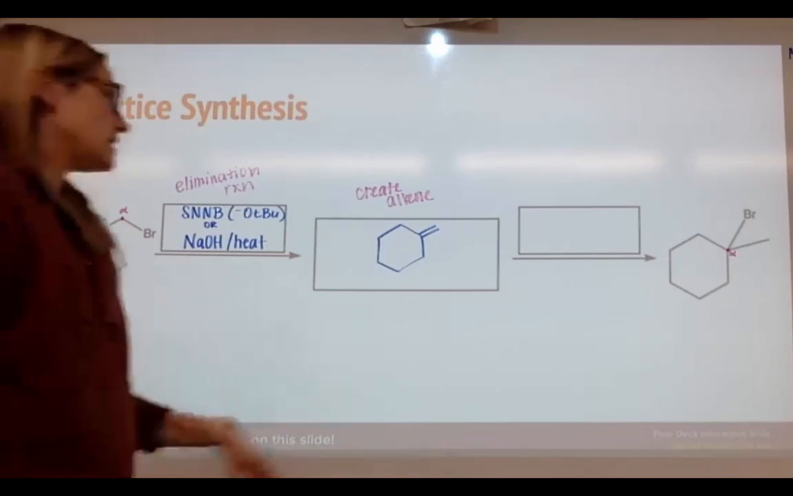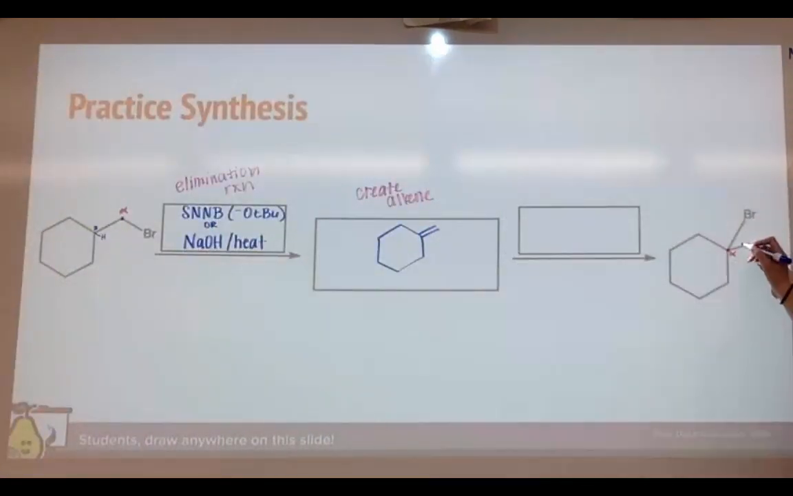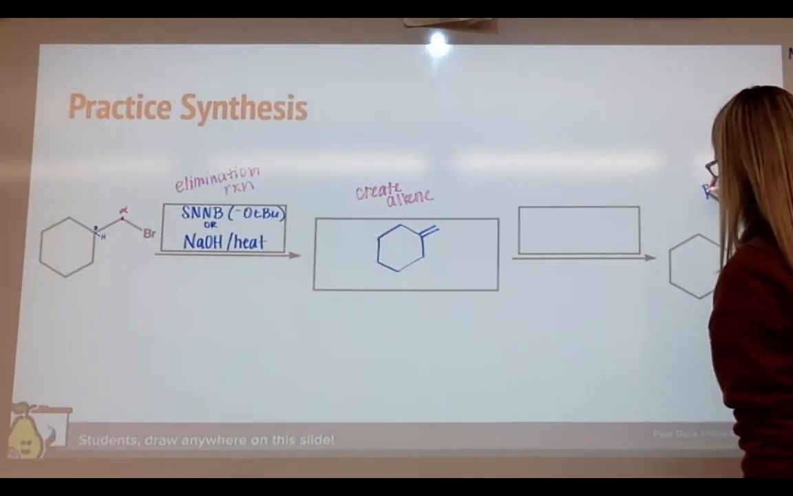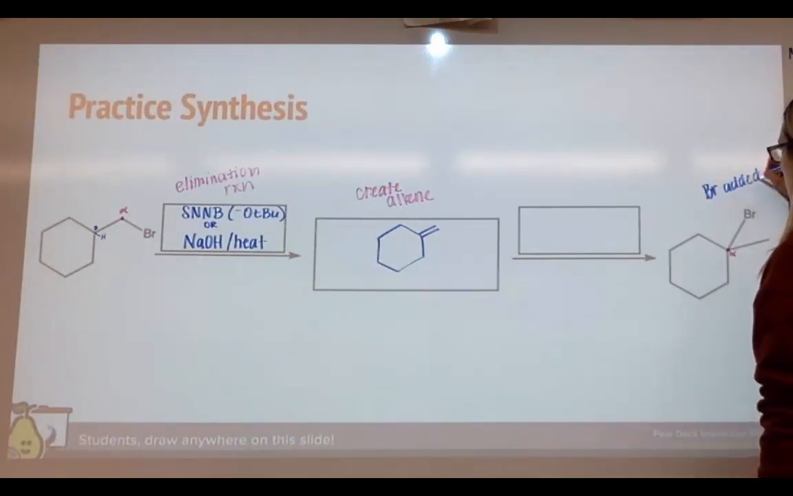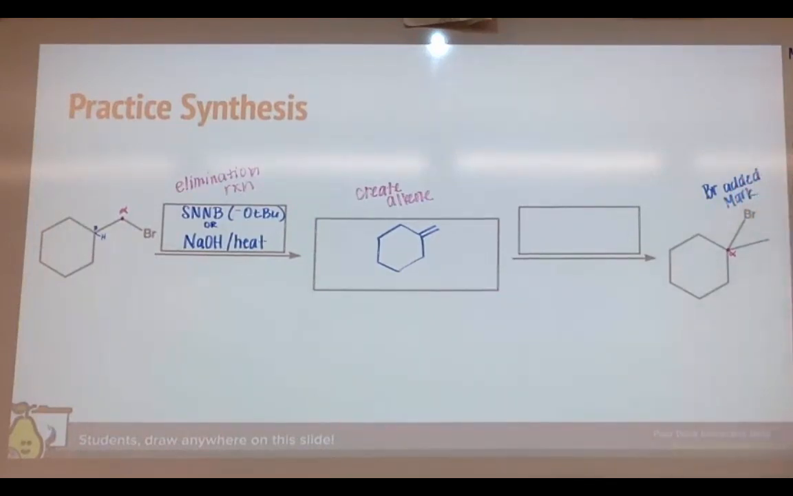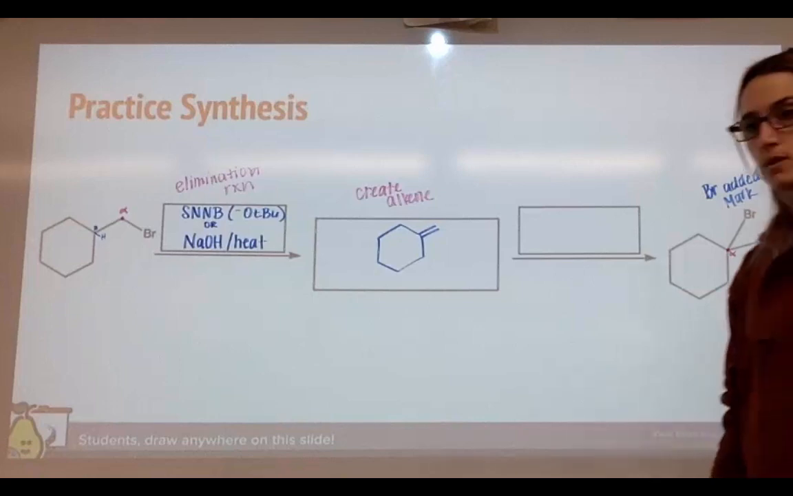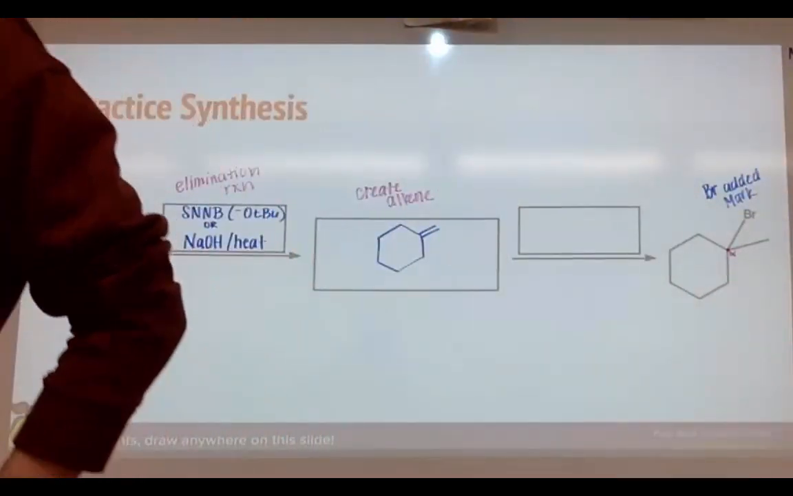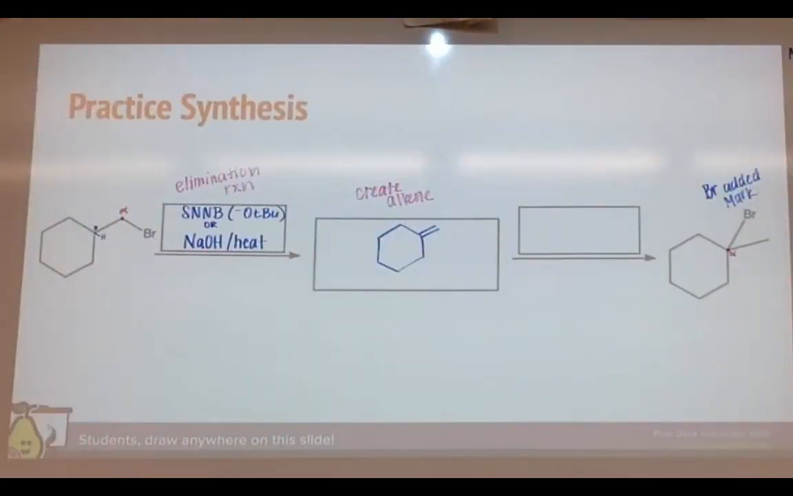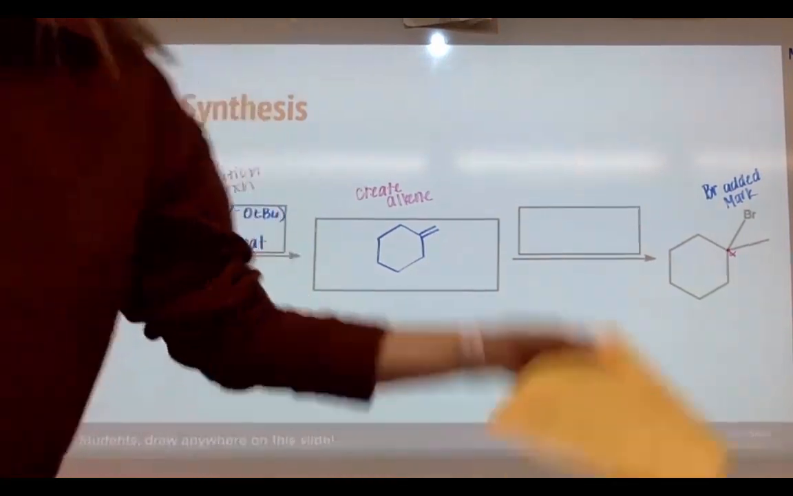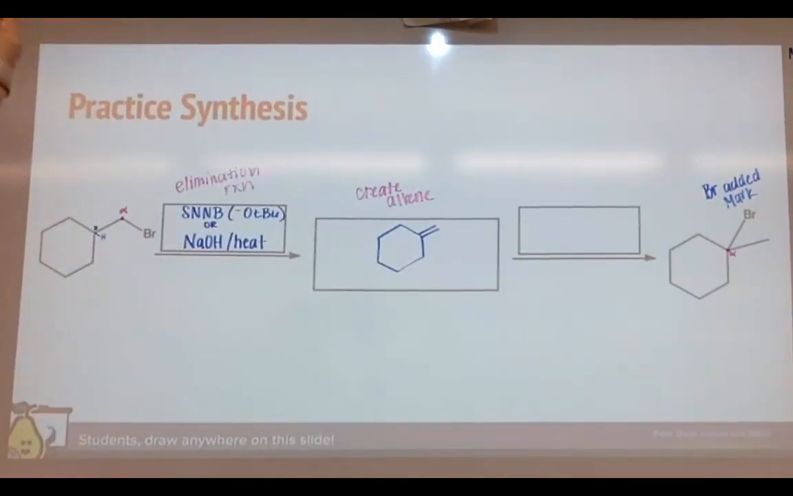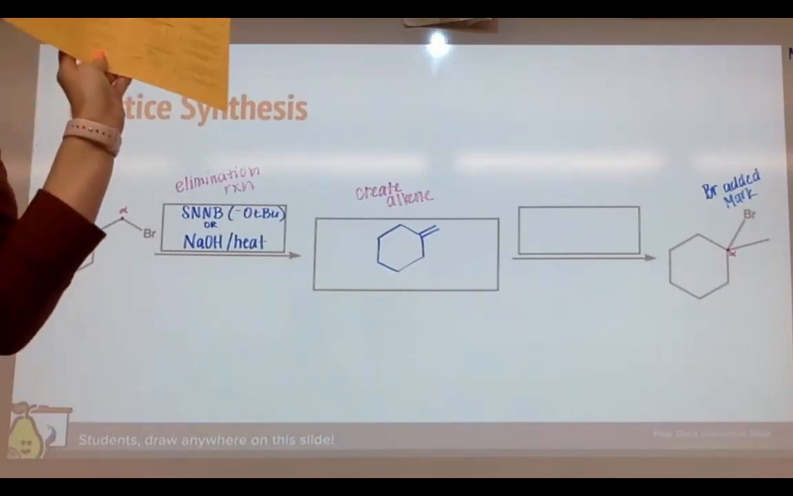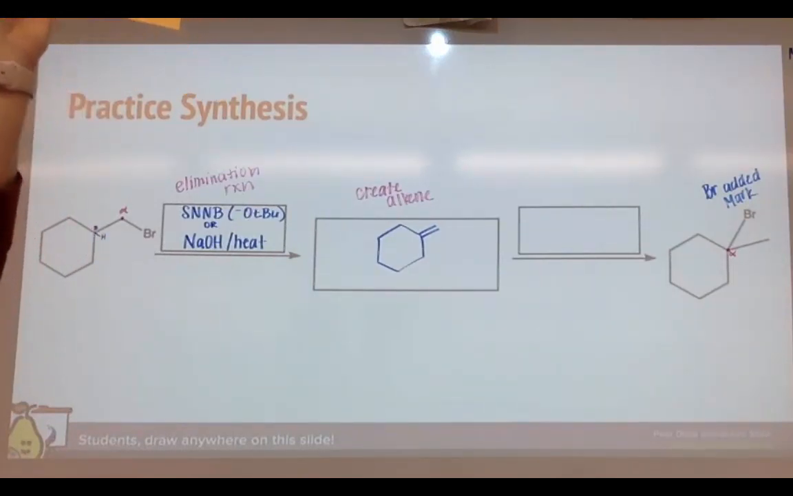Now I look at this and I say, okay, based on this alkene, I'm adding Br to the more substituted side. So Br is added in a Markovnikov fashion. It's added to the more substituted carbon. So again, we look at our reference sheet. Remember, you get this reference sheet all the time. This is the only thing you get for the test. You don't get your flow chart. Just this.